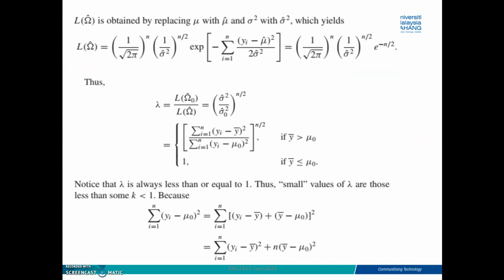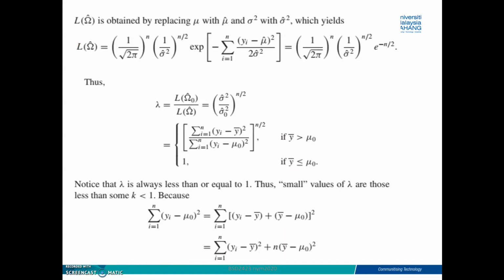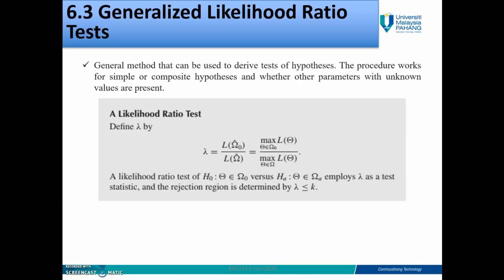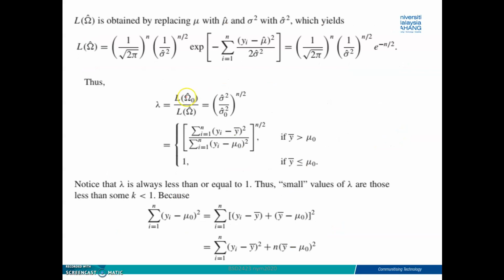Then the likelihood function for omega hat is obtained by replacing mu with mu hat and sigma squared with sigma squared hat. This is the same thing that we did for this one. Then when you substitute the values, make sure that you have lambda. This is from the likelihood ratio theorem. What is lambda? Lambda will be the likelihood function of omega naught hat divided by the likelihood function of omega hat.